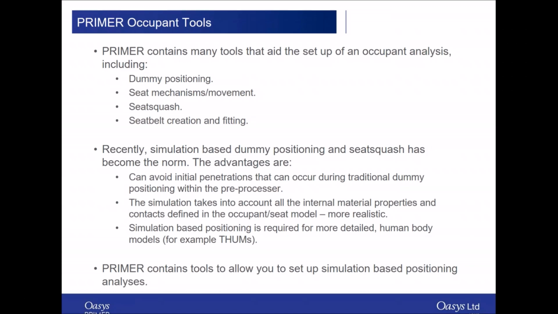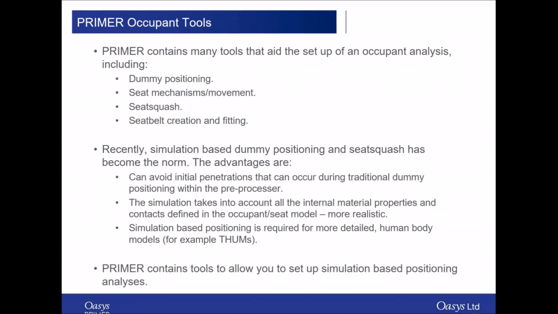So the advantages here are you can avoid initial penetrations that can occur during traditional dummy positioning within a preprocessor. The simulation takes into account all the internal material properties and contacts defined in the occupant seat model, so it's more realistic. And simulation-based positioning is required really for the more detailed human body models, so THUMS models and that sort of thing.